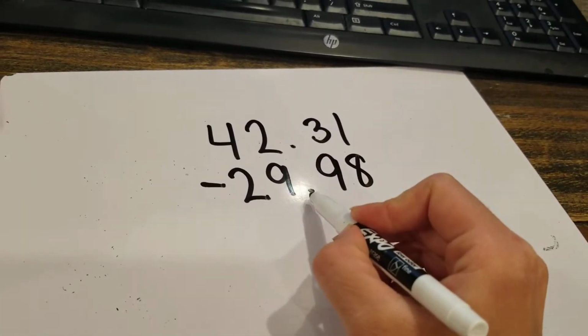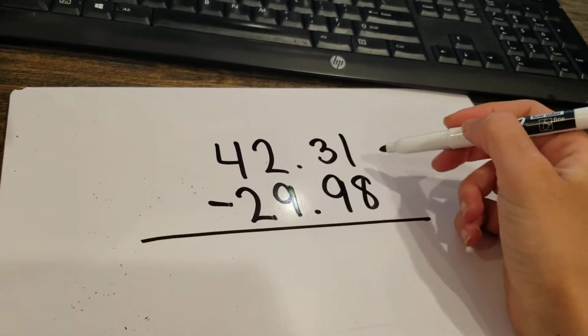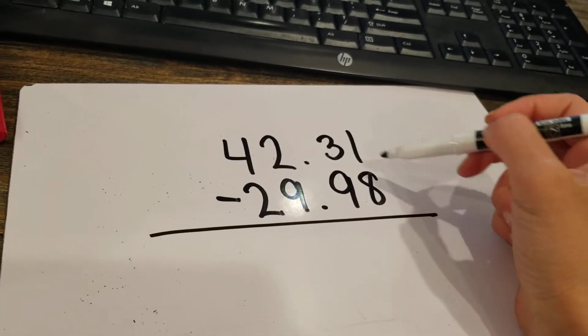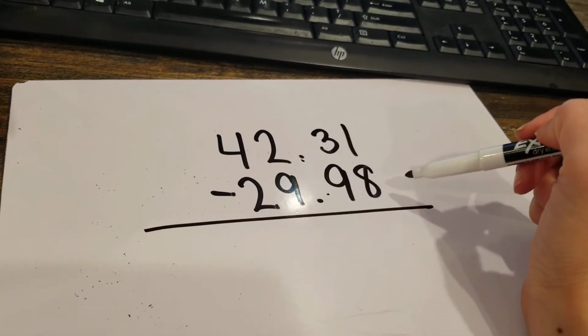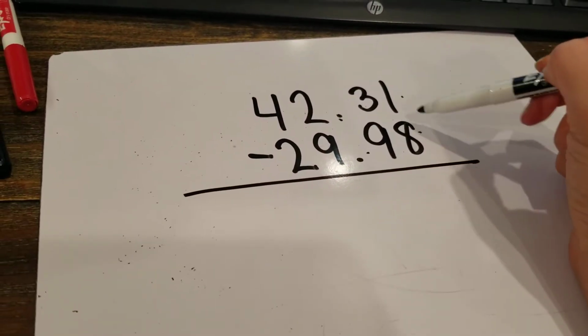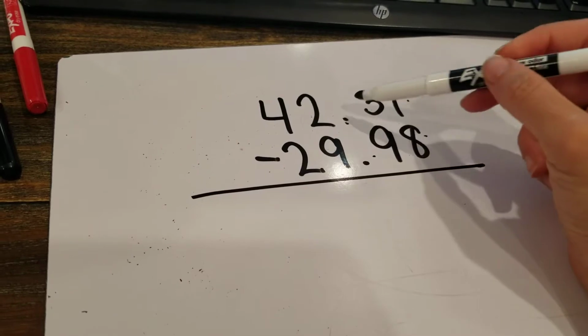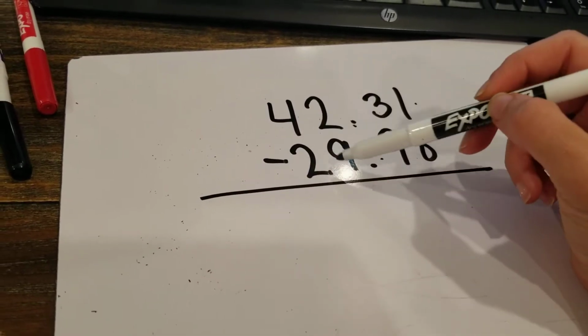Every time I have a decimal, I say the word "and." Notice also how I lined up my place values. I lined up my decimals, but more importantly, I lined up my hundredths, my tenths, my ones, and my tens.